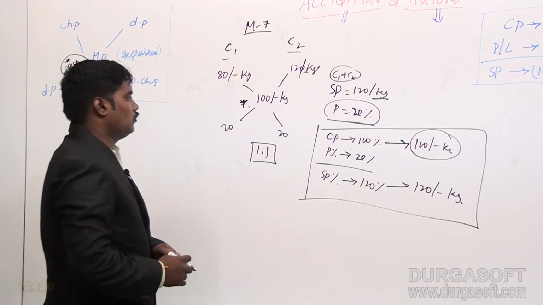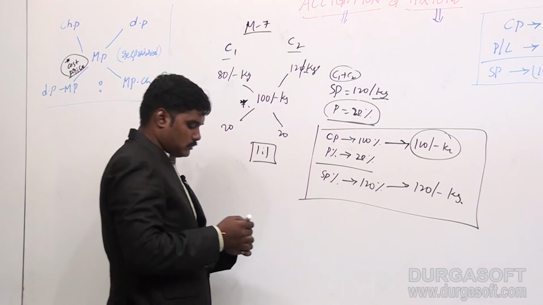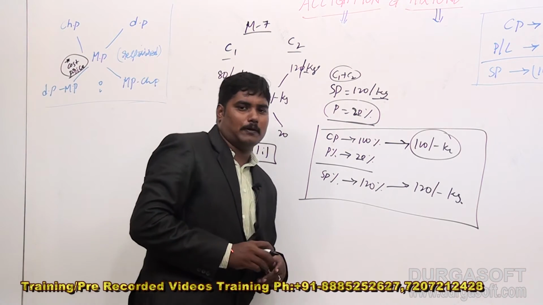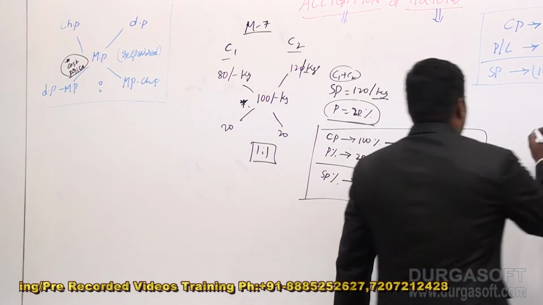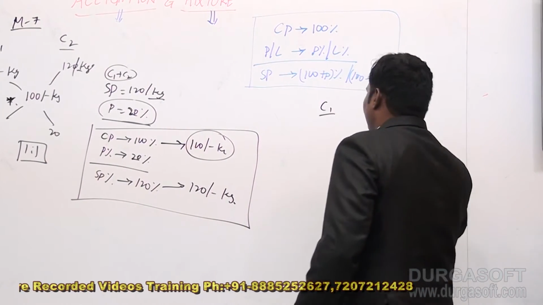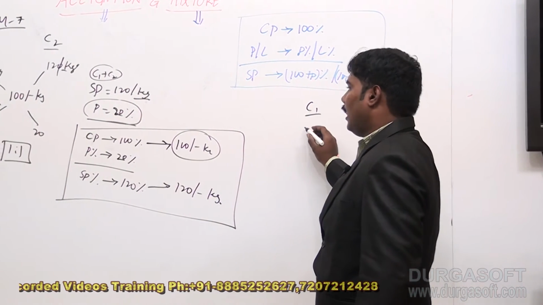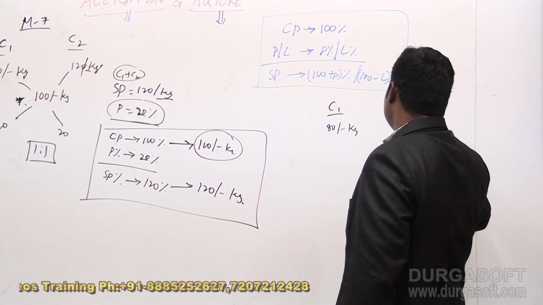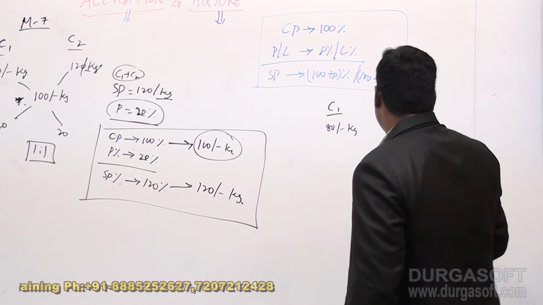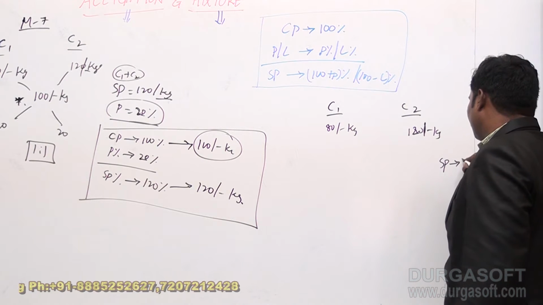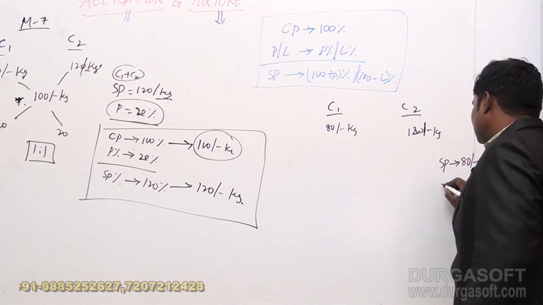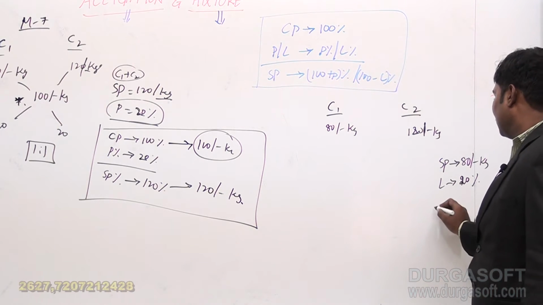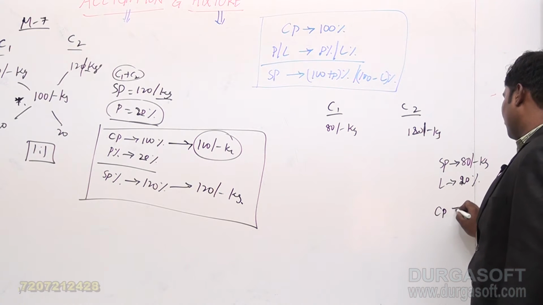Sometimes I give you a loss also. If the selling price is 80 and the loss percentage is 20. A coffee merchant has two types of coffee powders, C1 and C2, at 80 rupees per kg and 120 rupees per kg. If he sells the mixture of C1 and C2 at 80 rupees per kg, he attains a loss of 20%. Then cost price is equal to question mark.